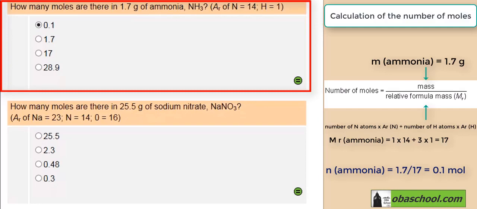Let's see if this is correct. That's awesome! It's the correct answer and found by a simple rule, which is that the number of moles is the mass over the relative formula mass. 1.7 gram of ammonia has 0.1 moles.